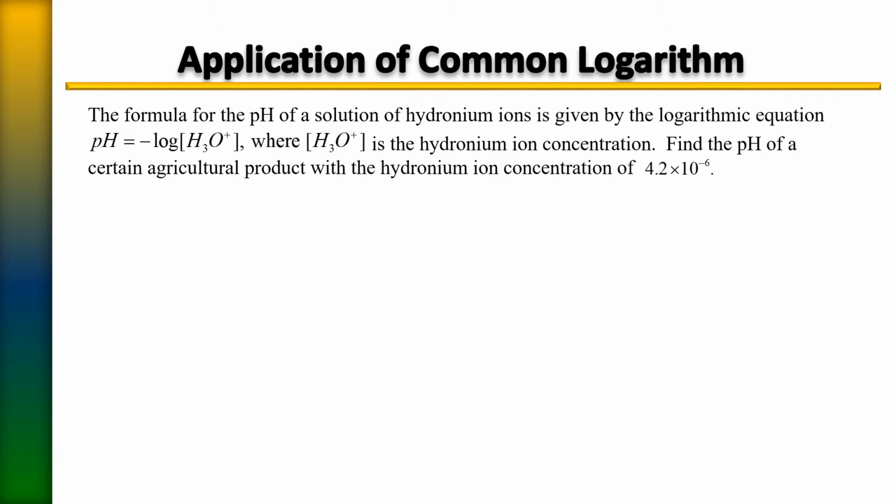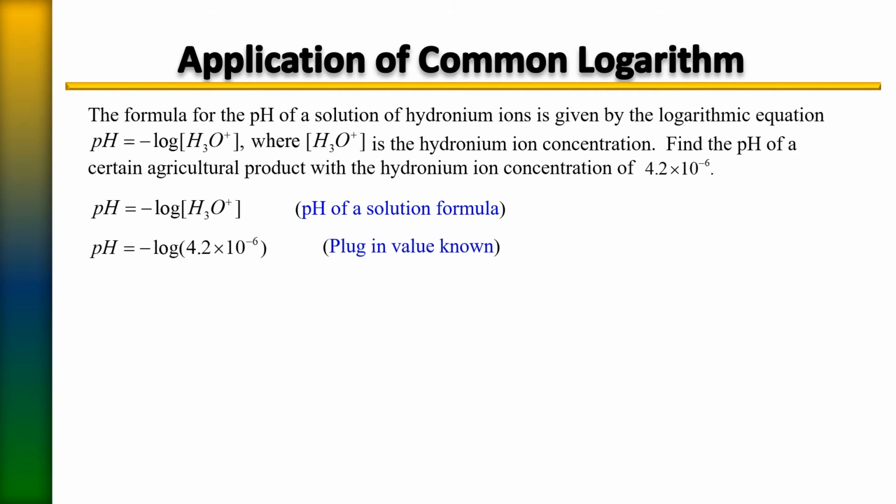To find the pH of a certain agricultural product with a hydronium ion concentration of 4.2 times 10 to the negative 6, all we really need to do is take the formula that we were given, which is that pH equals the negative log of the hydrogen ion concentration, and simply plug in that value that you were given for the concentration. In this case, it's 4.2 times 10 to the negative 6.